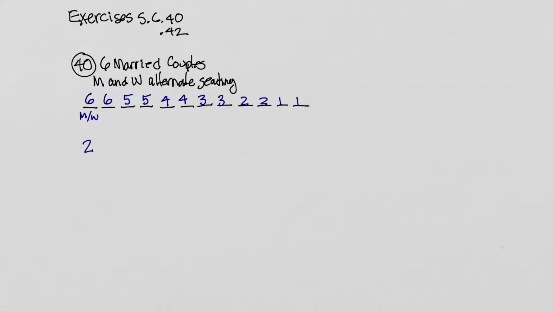So what we're going to have then is 2 ways to make our first decision: who goes in the leftmost seat, a man or a woman? Then, once that choice is made, we will have 6, 5, 4, 3, 2, 1, 6 factorial ways to arrange the men, times 6 factorial ways to arrange the women. Well, this turns out to be 2 times 720 times 720. And when I did that on my calculator, I got 1,036,800 ways of making those seatings.